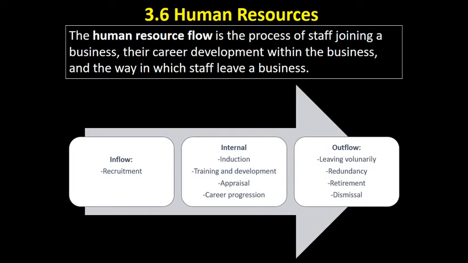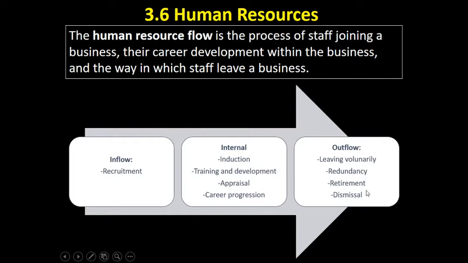So every organisation will have a flow of human resources going through it, from new people joining to the process of developing our current staff, improving them, making sure that our current staff have got the skills that they need to do the jobs that we're asking them to do. And then we're going to have people leaving our business as well.